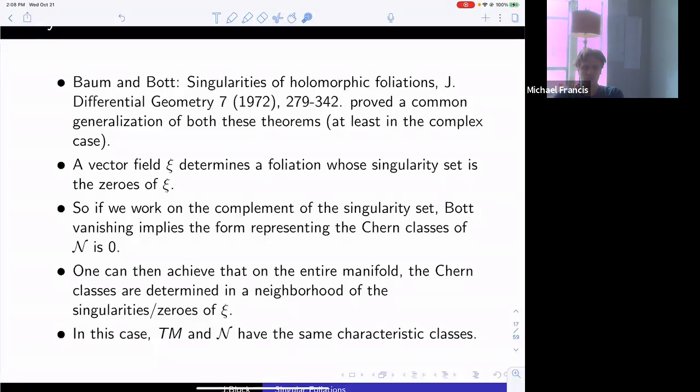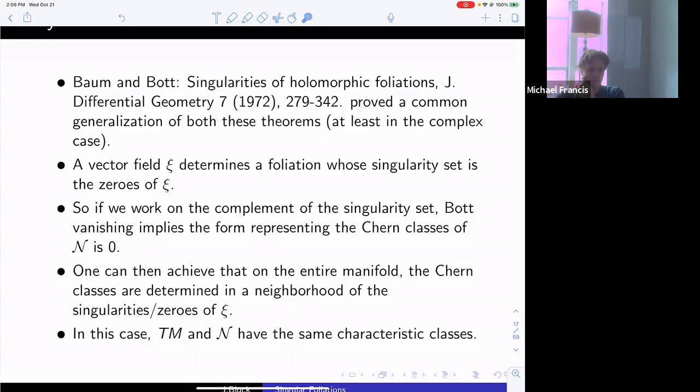Okay, and so if you work on the complement of the singularity set, Bott vanishing implies that the form representing the Chern class of N is zero. And so with a little work, you can basically show that the characteristic classes representing the normal bundle of the associated foliation are in fact concentrated in an arbitrarily small neighborhood of the fixed points, of the zeros.